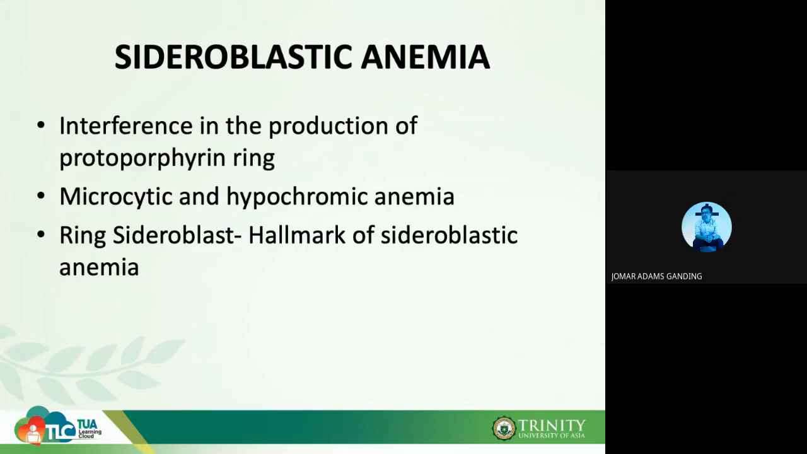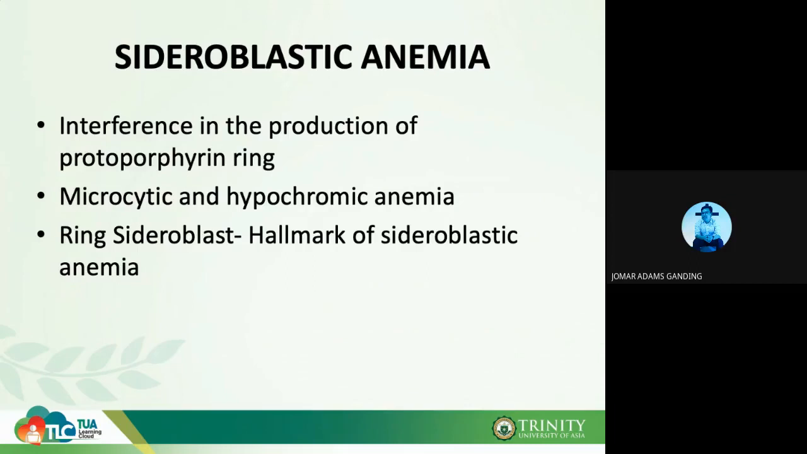Remember that your protoporphyrin ring is a major component in your heme synthesis, or your heme production. Sideroblastic anemia causes a microcytic and hypochromic anemia, and it is said to have a hallmark of ring sideroblast. Your ring sideroblast is characterized by the deposition of iron in the precursor cells in your bone marrow.